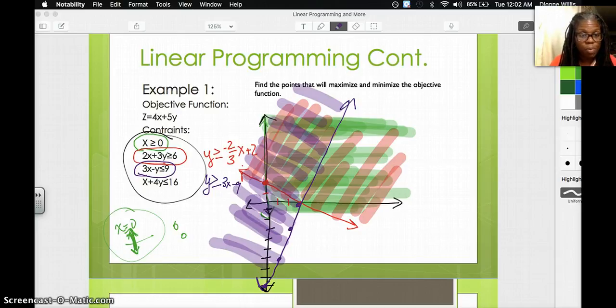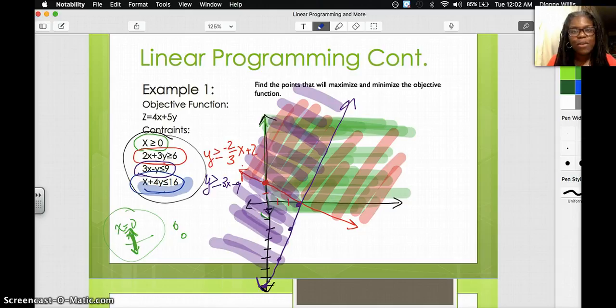I'm hoping that this last one is going to be beautiful, and beautiful for me at this point means it closes off and makes a feasible region, so we can get to the next part, which is testing these points and maximizing, or minimizing, our equation. So let's go ahead and try that.